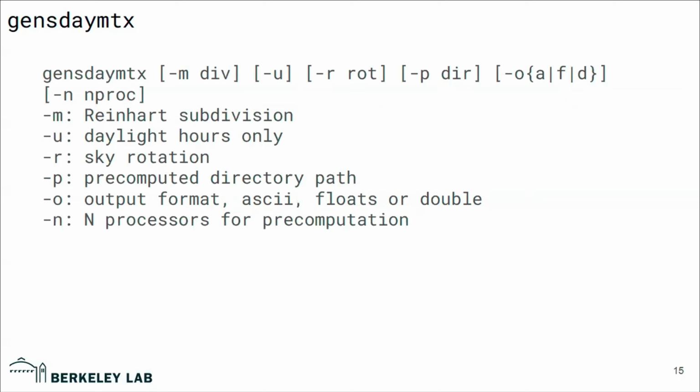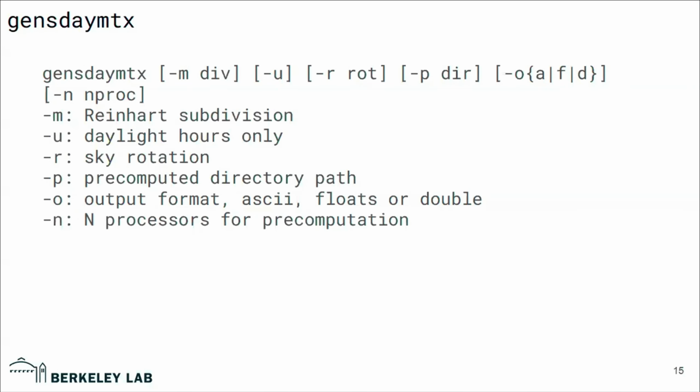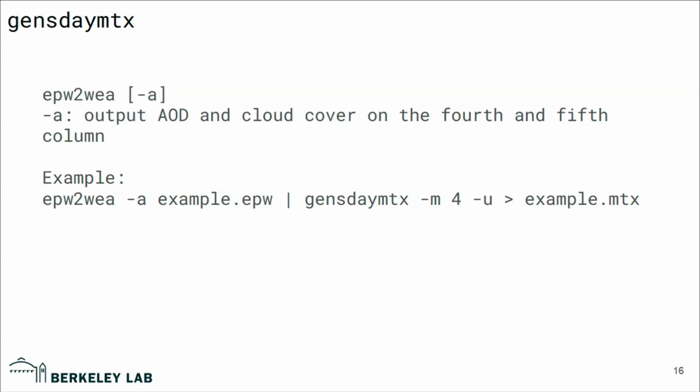And then because GenSday matrix uses the aerosol and then the total sky cover, we modified the EPW to WA to output those values from the EPW files. So this is essentially the workflow. You run it with the -a options on your EPW files, and you can pop that directly to GenSday matrix. So here we have Reinhardt 4 division with daylight only hours. And then that will output your spectral sky, annual spectral sky matrix.